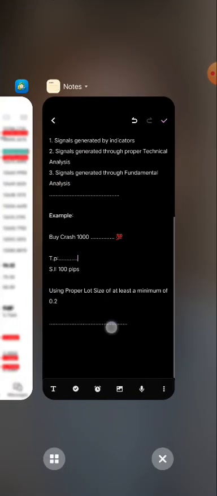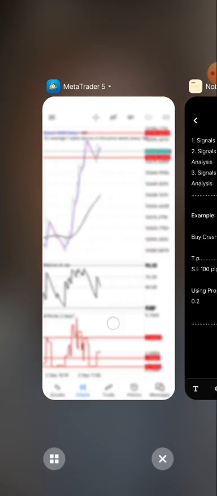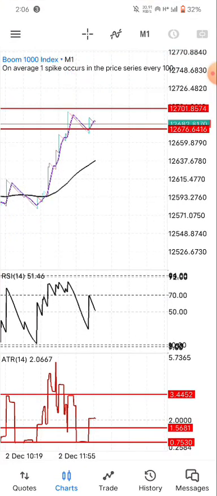So for this, as an example, I can say buy Cash 1000 at so many points, TP at so many points, SL at 100 pips. So let me teach you how to do this on your MT5. If I say that you should buy at a particular point, or if I just say buy and I don't put a specific point, and it is already past 1 minute, do not enter that trade. If you enter it, it's going to be at your own loss. That's just the way it works.